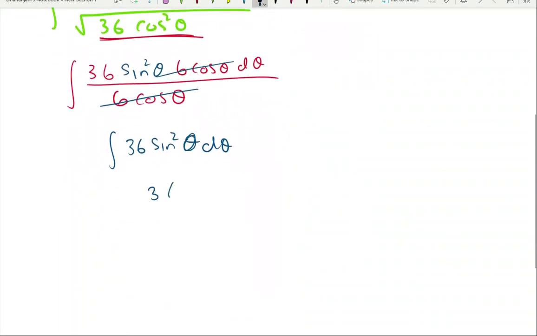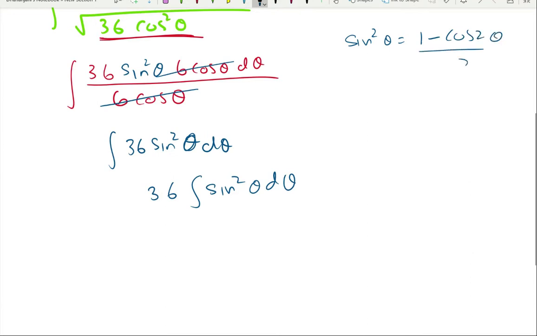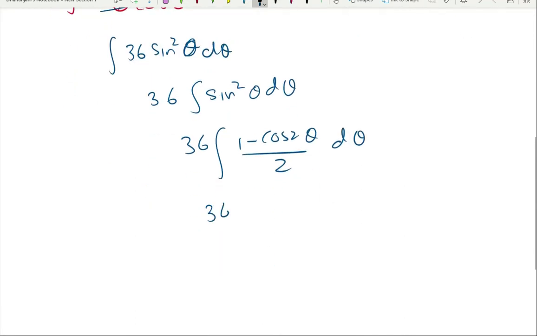So let's take 36 out and we just need to integrate sine square theta. Sine square theta, we can use the double angle identity. So sine square theta is actually (1 minus cosine 2 theta) over 2. So let's replace this here: (1 minus cosine 2 theta) over 2 d theta. Take that 2 outside, well, that means half. 36 over 2, 1 minus cosine 2 theta d theta.